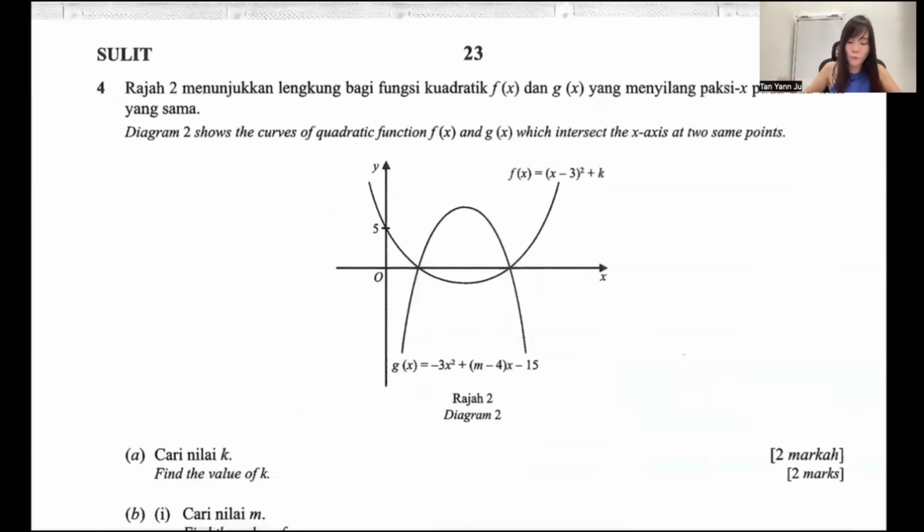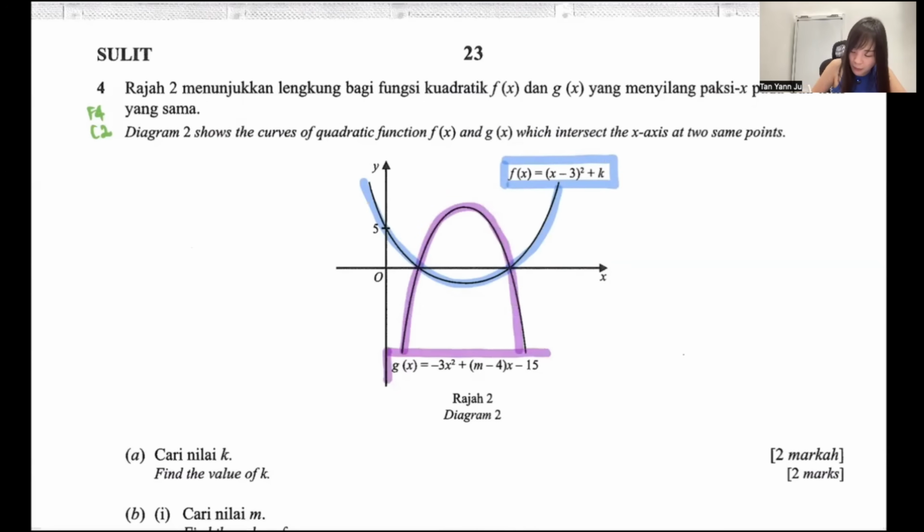Done. Question 4. Diagram 2 shows a curve of quadratic functions f(x) and g(x), which intersect the x-axis at the 2 same points. So guys, when I read until here, I should already know Form 4, Chapter 2. If you do a lot, you will know which chapter, then at least you know what basics to use, right? So this question has 2 graphs. One is this one in blue. One is this one in purple.